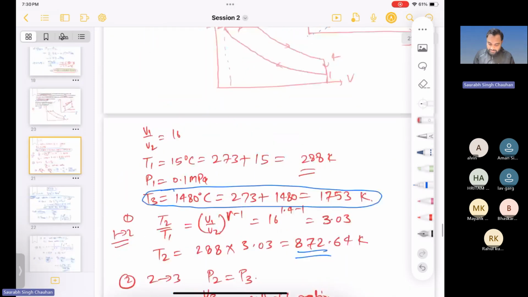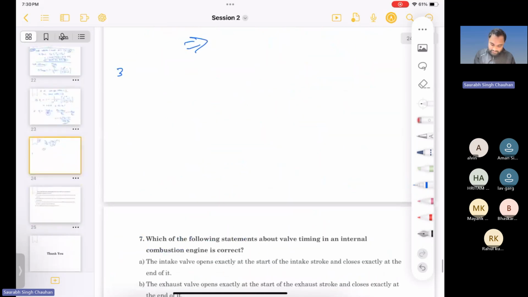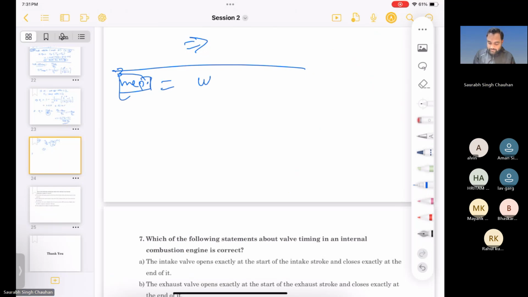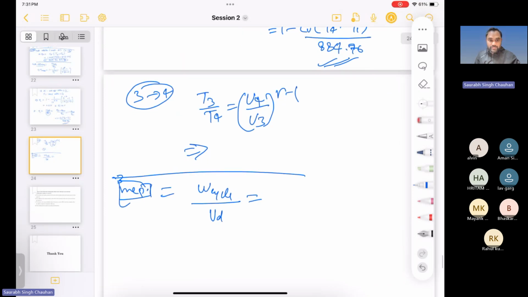Okay, so that is efficiency. Then we have mean effective pressure. Mean effective pressure is defined as work output per cycle divided by displacement volume. And what is the work output per cycle?